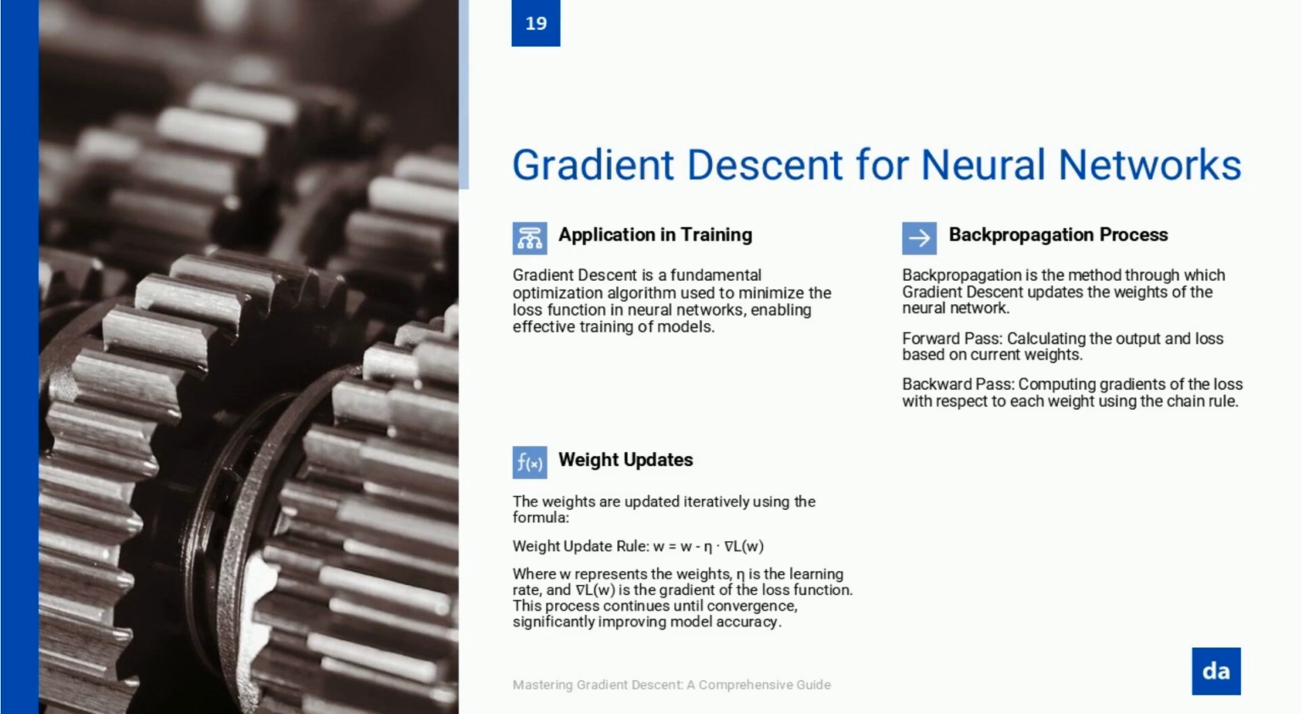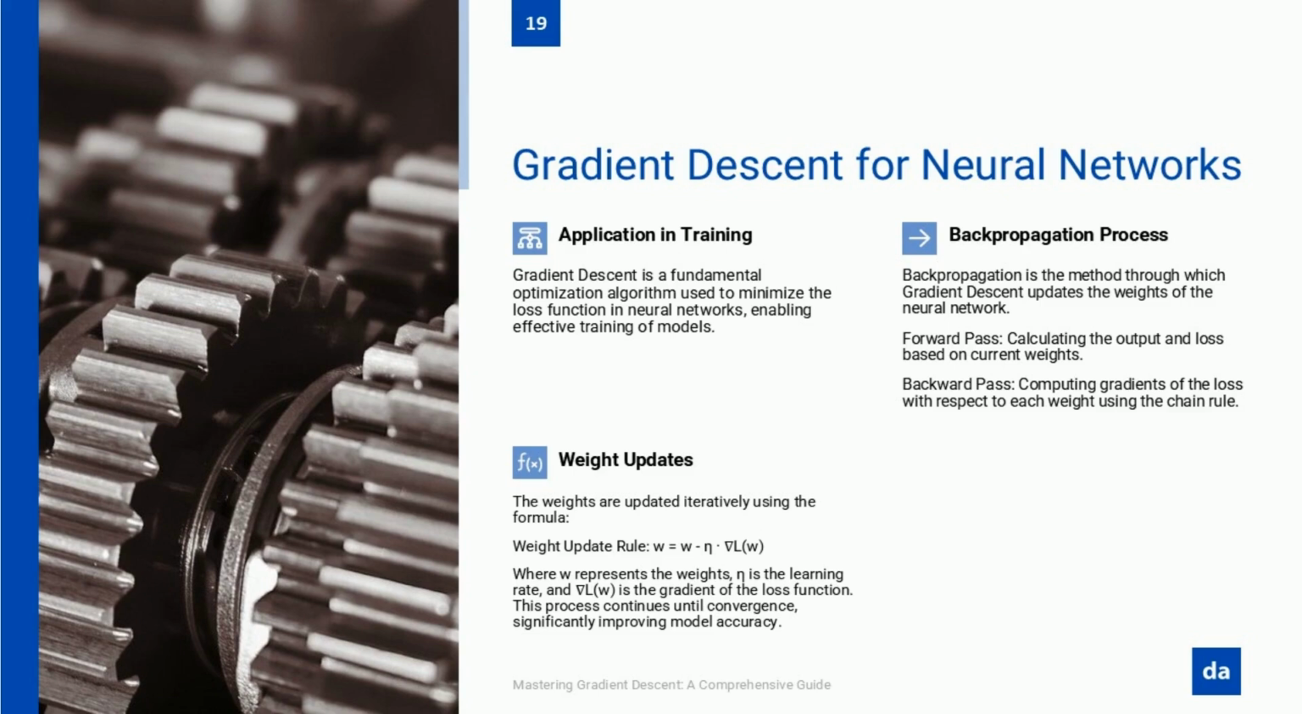Unlike traditional regression models, neural networks consist of multiple layers of interconnected neurons, each with its own set of parameters that need to be optimized. This makes training them much more complex, but the fundamental principle remains the same. Use gradient descent to minimize the error and improve predictions over time.